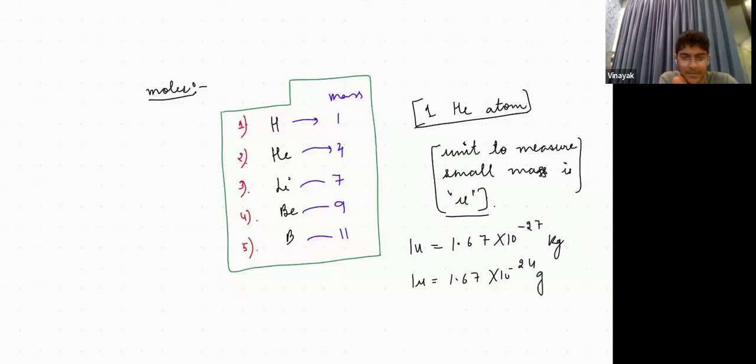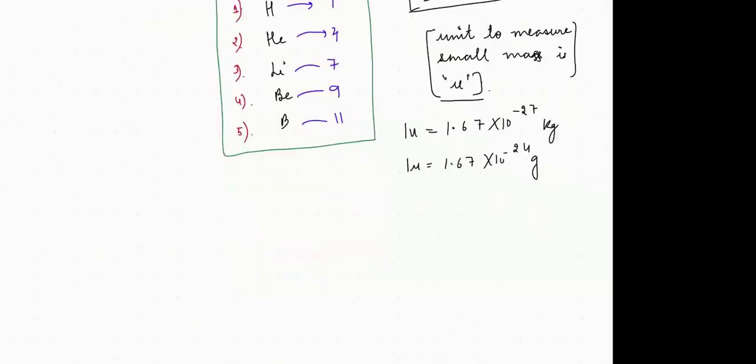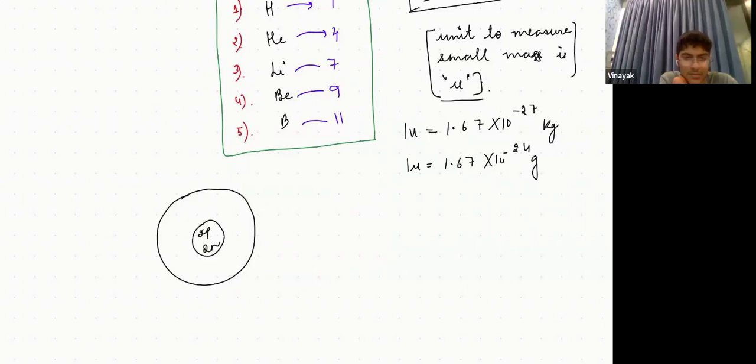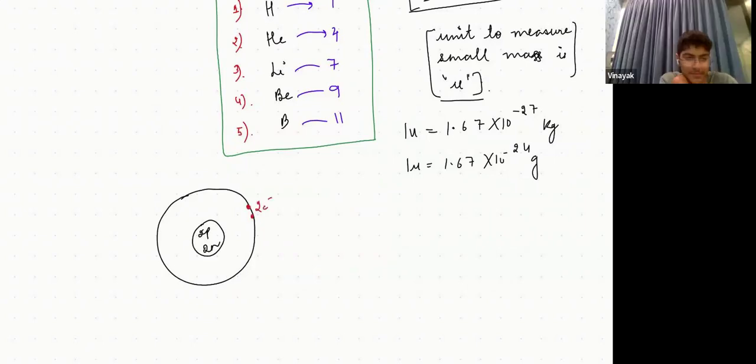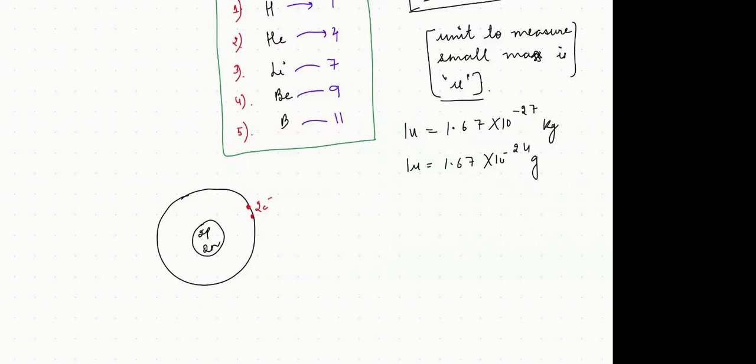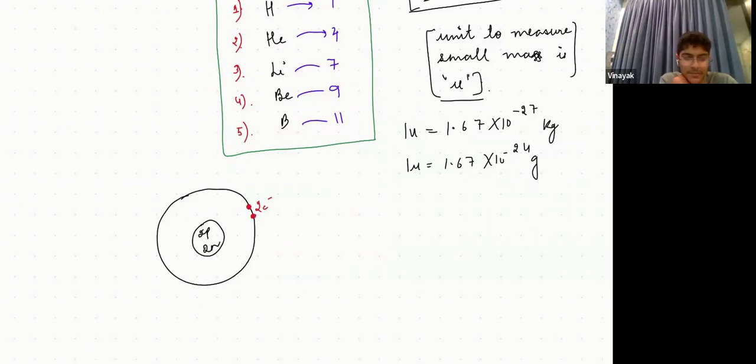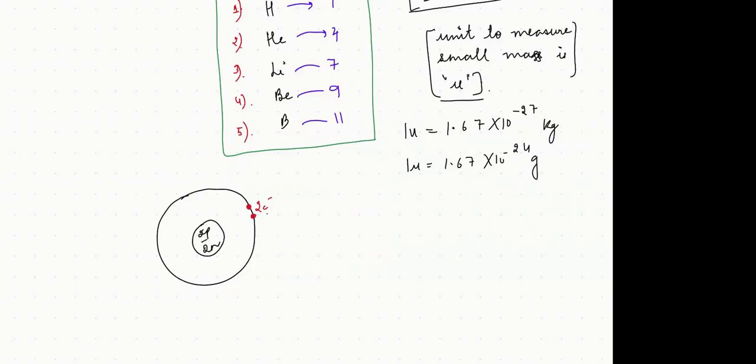So suppose I say that we have a helium atom, and inside the helium atom we have two protons and two neutrons. For two protons we would have two electrons. Are you understanding? Any doubts in this? So if we have two protons and two electrons, we have a neutral atom.